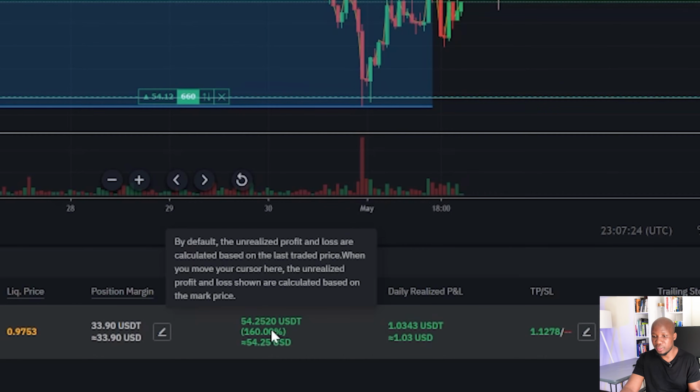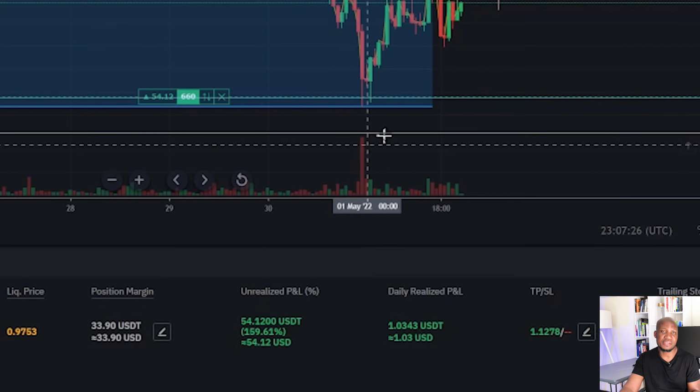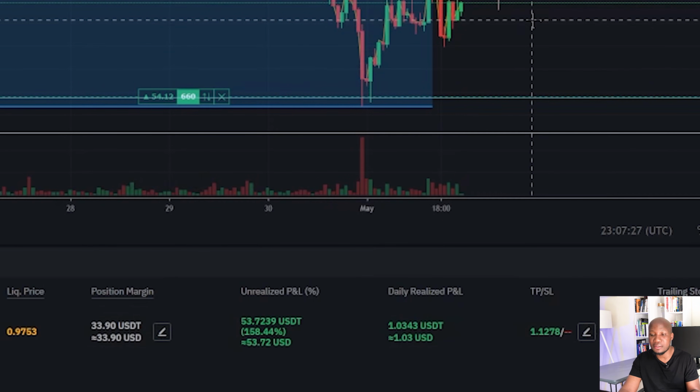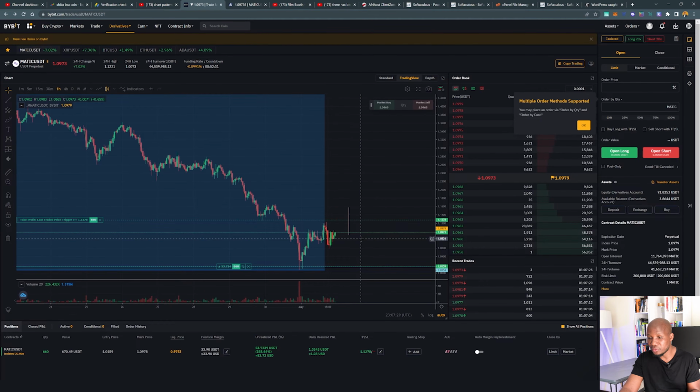So you can see here we're up 160%. Now imagine you're up 160% on $1,000. That is really good money. But before you get to that, you need to be trading these small accounts, and you need to be obviously trading on a demo account to practice until you get it right.